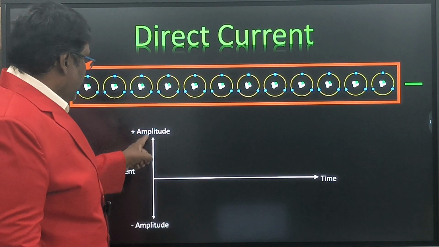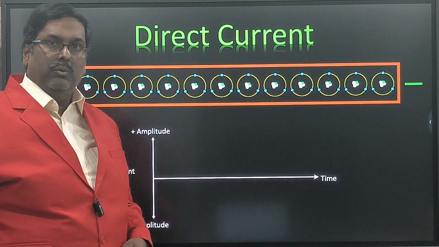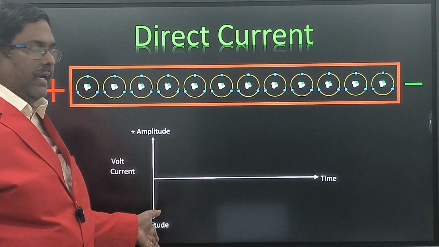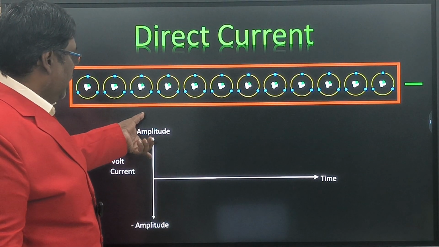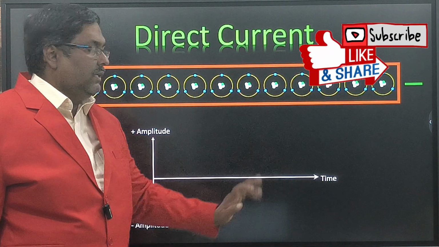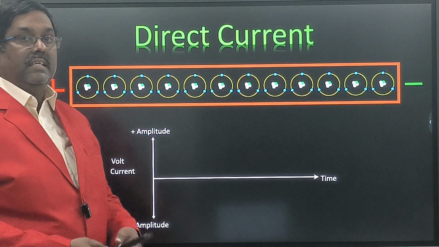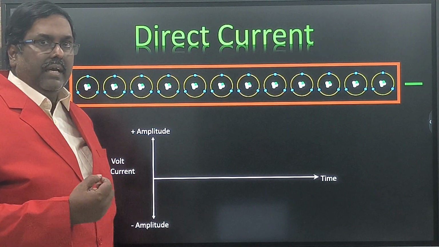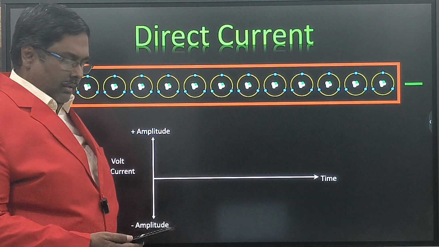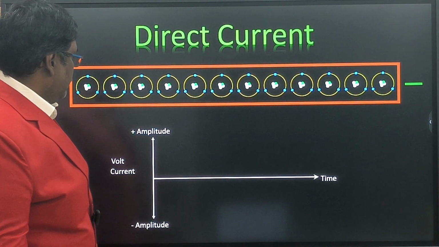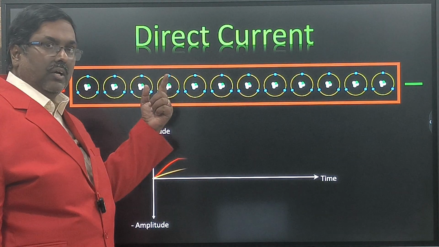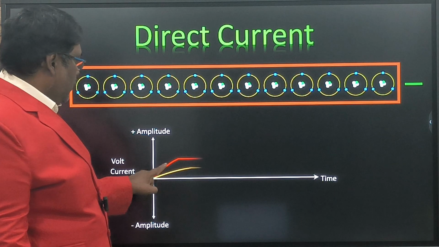In this diagram, the vertical axis I took as amplitude. Amplitude means volts, and current also on the same vertical line. Positive values will be on the upper side and negative on the bottom side. The x-axis we take as time, because every second we want to know how much voltage there is. So we are making a graph. This is how the graph comes. If you switch on and the electrons start moving, it starts from zero.